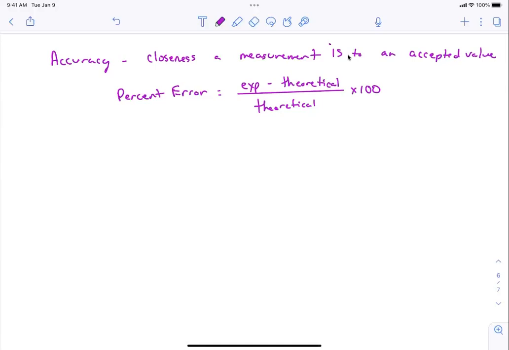Some people just do percent yield and subtract it from one. That's the same thing. If you find the percent yield and then you do one minus that decimal, that's fine too. Like let's say you find an 85% yield. Your percent error is 15% then, right? Because if you had a 100% yield, it'd be exactly right. So then it'd be 15% off.